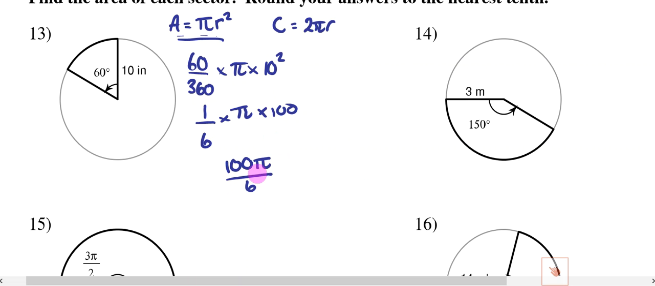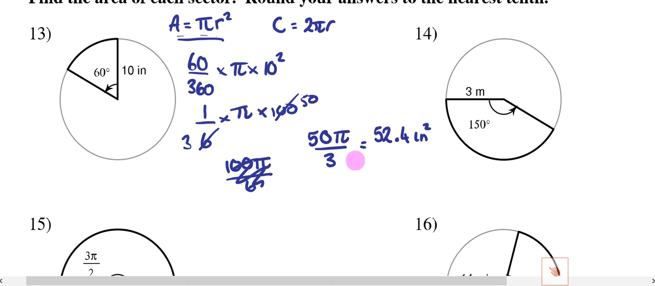Can that be simplified? Yeah, so I should have done the cancel. So I've got 50 pi over 3. And because it says round your answers to the nearest tenth, if you work that out, you'll actually get 52.4 square inches. That's the simplified exact answer, which is what I like. If the question asks for that, that's what we'll do. All right, so that's one done in degrees.